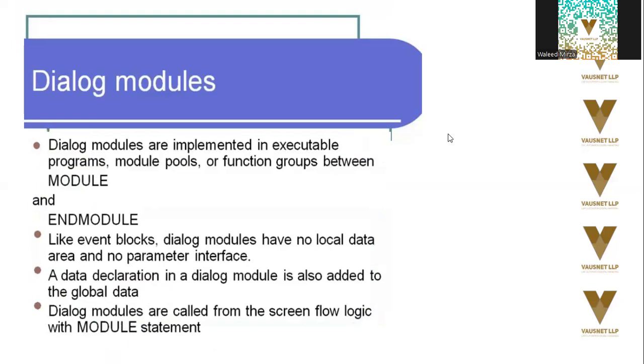Dialog modules are implemented in executable programs, module pools and function groups between module and end module. Now, these are the keywords, module and end module. Like event, dialog modules have no local data and no parameter interface. A data declaration and dialog is also added to the global data. Dialog modules are called from screen flow logic with module statement, this statement.